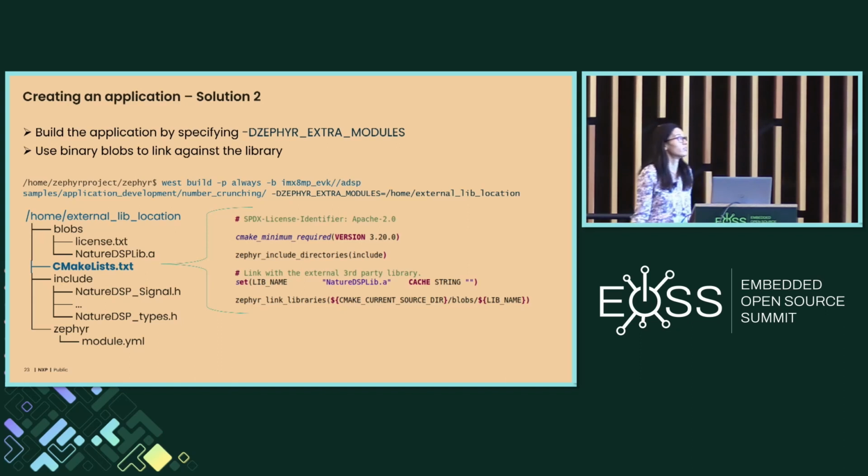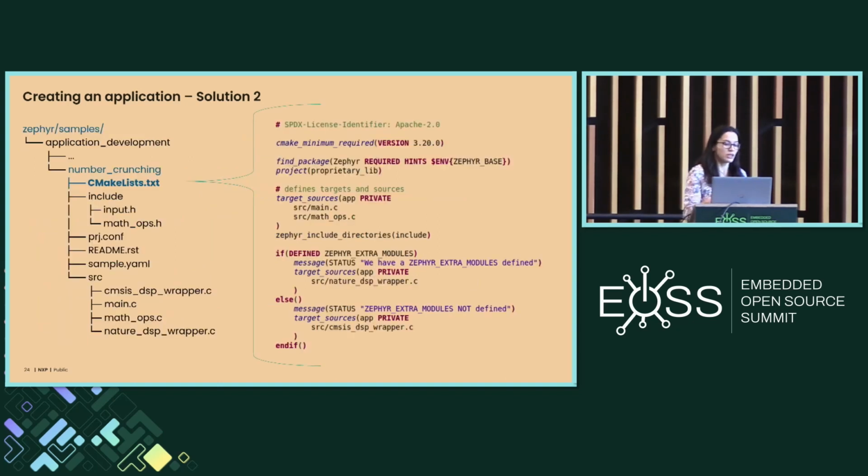Let's see what changes. So in the CMake list file, do you observe something? Not much, I'm telling you. So we just include directory, and we link with our external library, which right now actually is a blob. It's called a blob, but it's still that library. Now, on the application side, we are checking for the Zephyr extra module variable. If it's defined, okay, we're selecting the Nature DSP backend. Otherwise, the CMSIS DSP will be used.